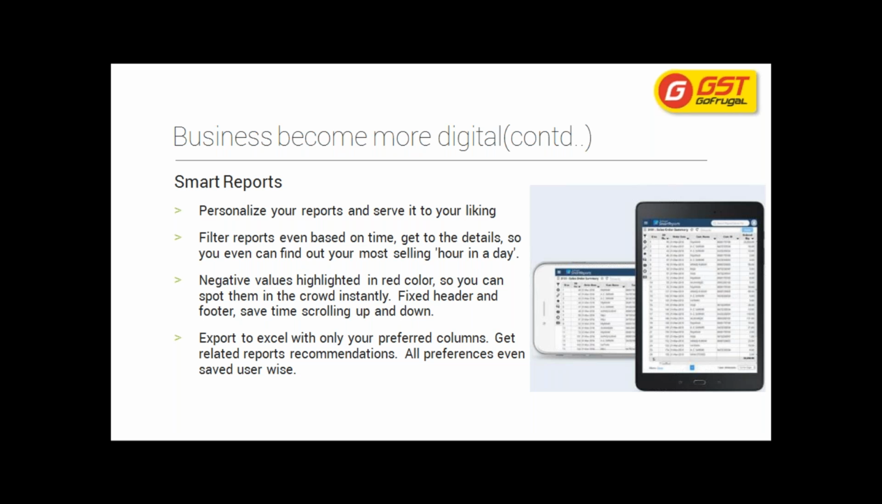The negative values are highlighted in red color, so you can spot them in the crowd instantly. You can also fix the header and footer so that you can save time by not scrolling up and down. Instantly, you can export these reports as Excel files with your preferred columns, so that the related reports, recommendations and all preferences are even saved user-wise.